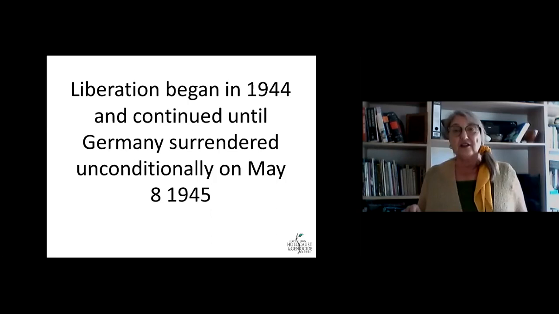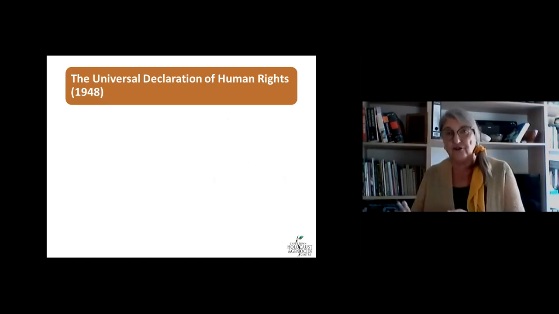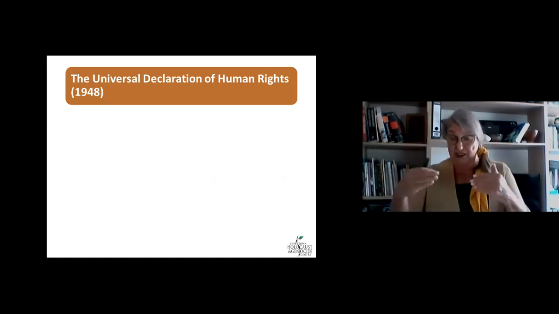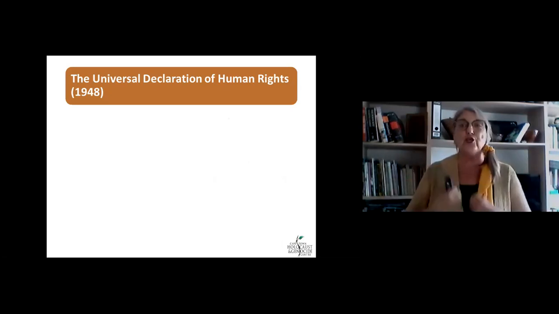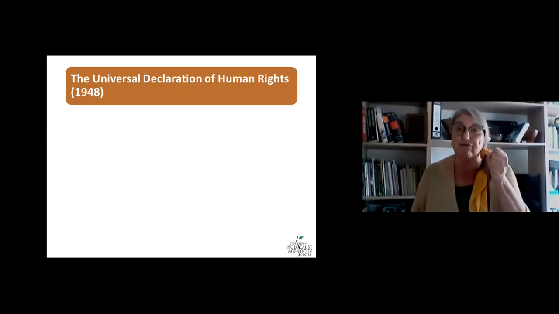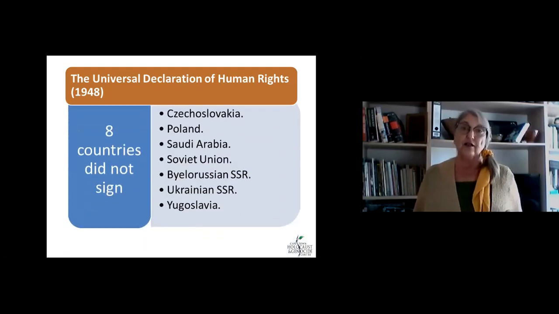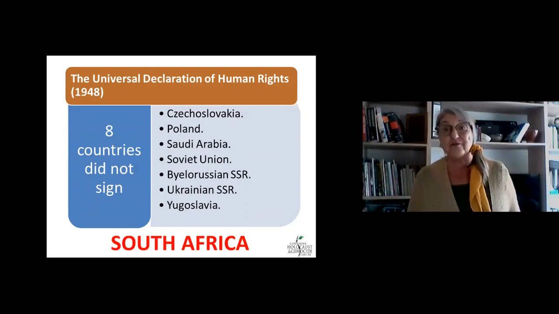After the war, the countries in the world got together and decided that a universal declaration of human rights needed to be put together, put down. What are human rights? And what are human rights that are universal, that every human on earth deserves, right? And this is put into law in 1948. There are only 8 countries that refused to sign this declaration. And those countries are Czechoslovakia, Poland, Saudi Arabia, Soviet Union, Belarusia, Ukraine, and Yugoslavia. Now that's only 7. The 8th country, South Africa.